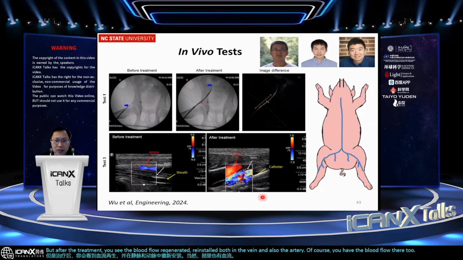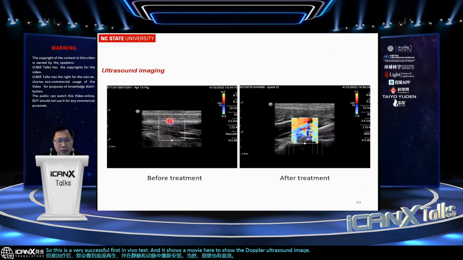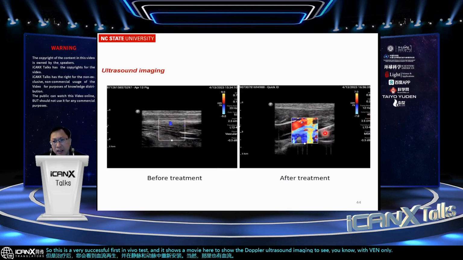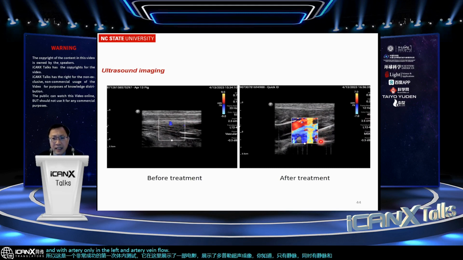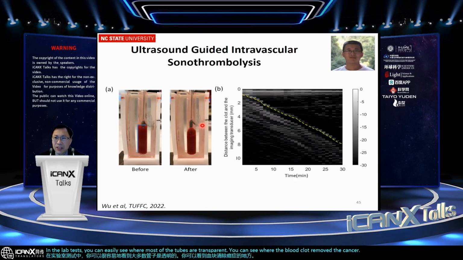So this is a very successful first in vivo test, and they show some movies here of the Doppler ultrasound imaging, with vein only and with both vein and artery, so the artery and vein flow can be clearly shown. That's very successful. During those in vivo tests, we experienced some challenges, because in the lab tests, most of the tubes are transparent, so you can easily see where the blood clot is and move the catheter. But in the in vivo test, we couldn't see that.